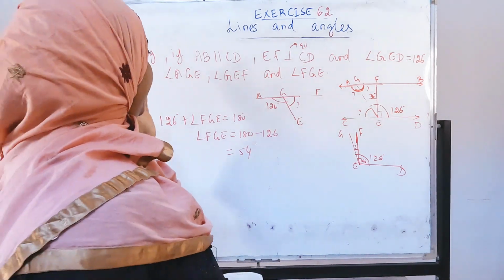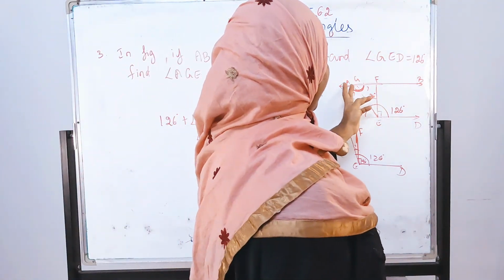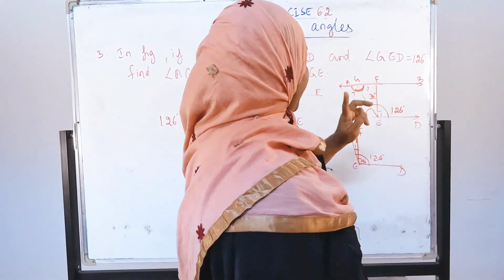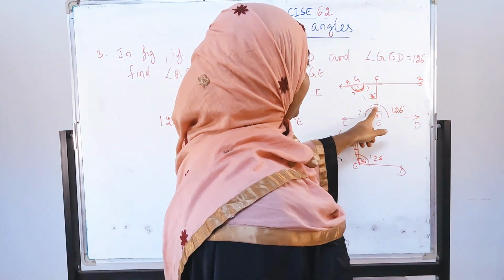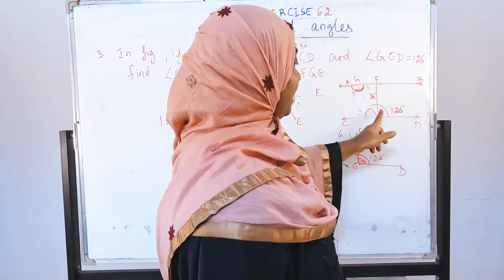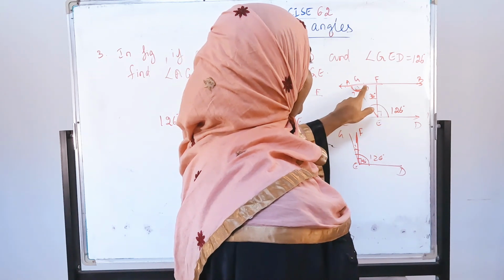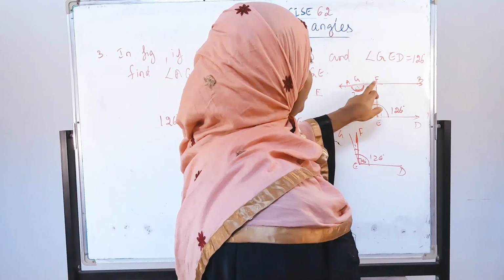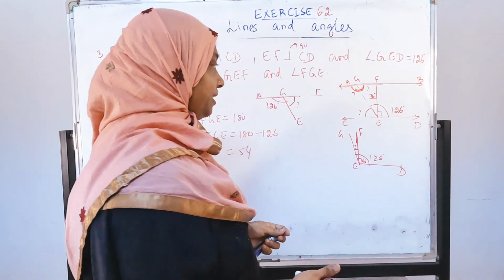So we found all the answers here. AGE, how do you find AGE? AGE, just alternate interior angles. And this balance part, this small piece, from 126 we subtract 90, then we get 36. Then this part, how will we find it? From GFE only. EGF, how do you find it? Linear pair of angles.